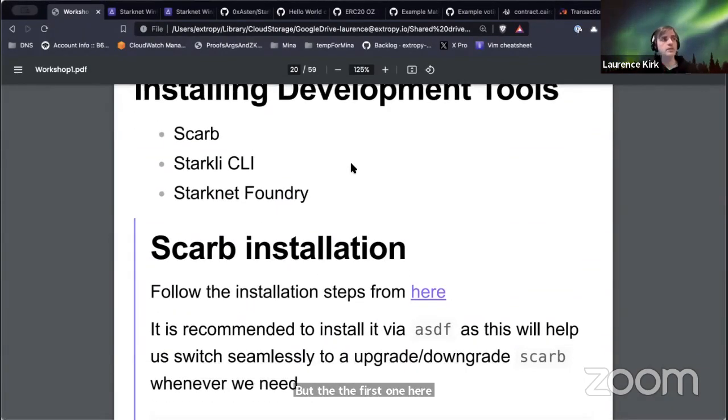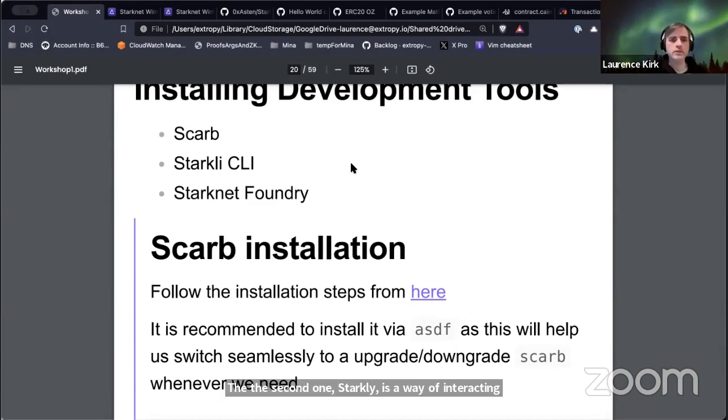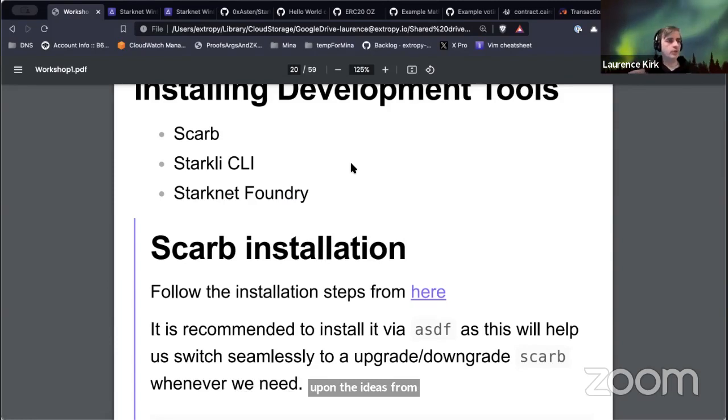So this is a build tool. It is really similar to Cargo, that kind of toolchain that we have in Rust. The second one, Starkli, is a way of interacting with StarkNet, and then StarkNet Foundry is really built upon the ideas from Foundry, the project for Ethereum, which became very popular because of its performance.